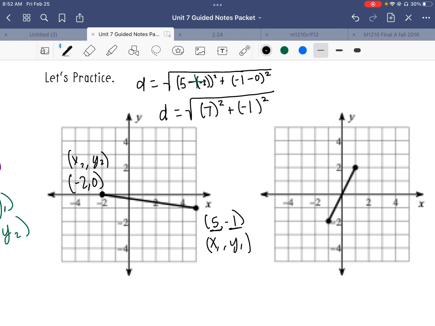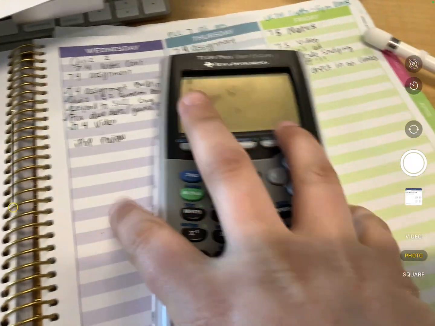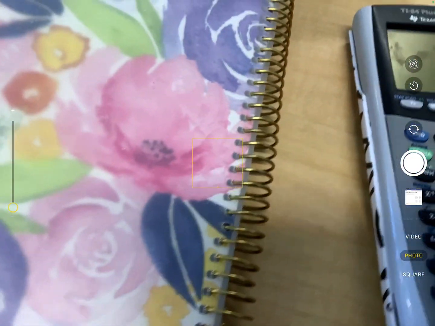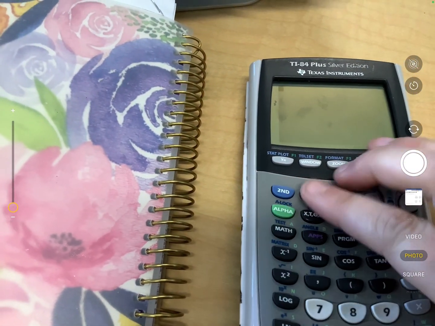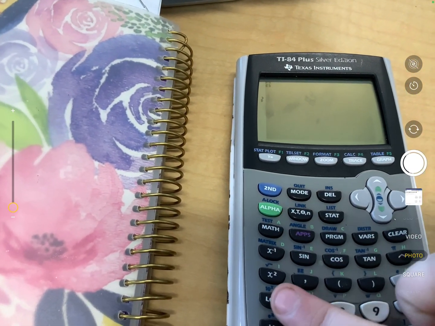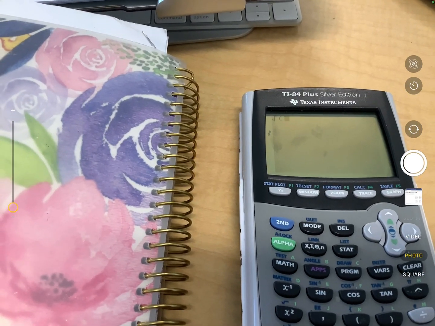Okay, and then I'm going to switch to my camera here so you guys can see my, let's see here. Okay, so with our calculator, now we wanted to do the square roots. Remember, you do second, this blue button, and then the square root button. And we wanted to do 7 squared. So remember, we do parenthesis.